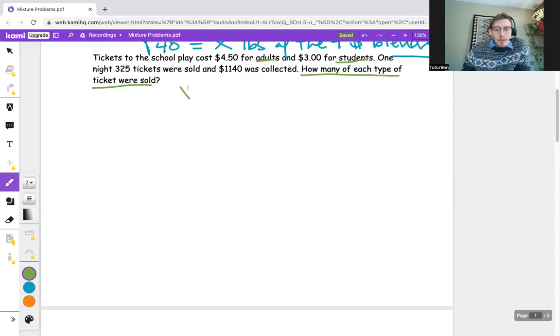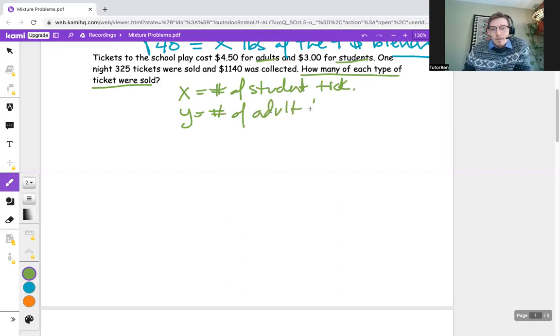So we should always define our variables as what we're looking for. What we're looking for is the number of tickets that were sold. We know the price, so we're looking for number. So this will be number of student tickets. And this will be number of adult tickets.